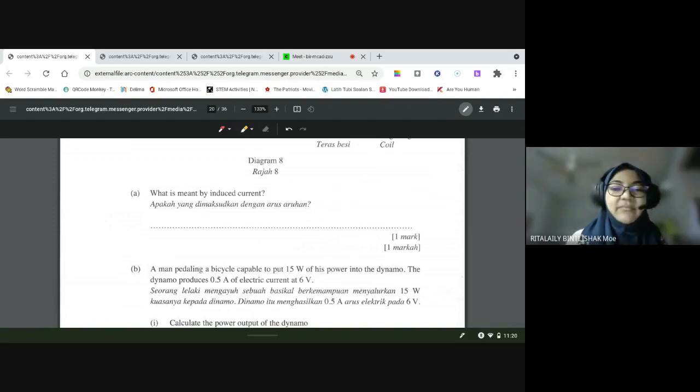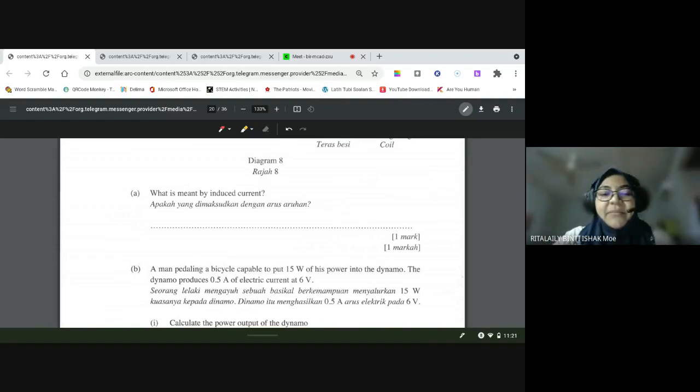What is induced current? Current produced due to change of magnetic flux. Current induced by cutting of magnetic flux. Okay. So current produced by changing of magnetic flux, or current produced when cutting of magnetic flux.